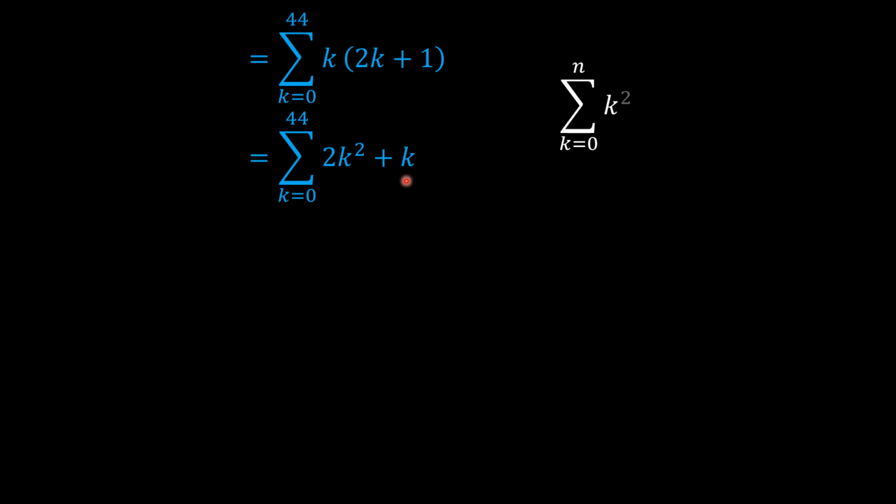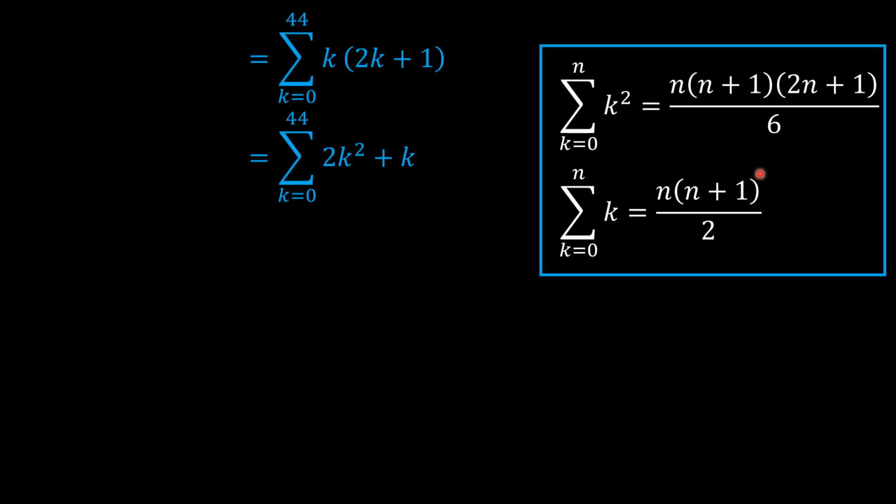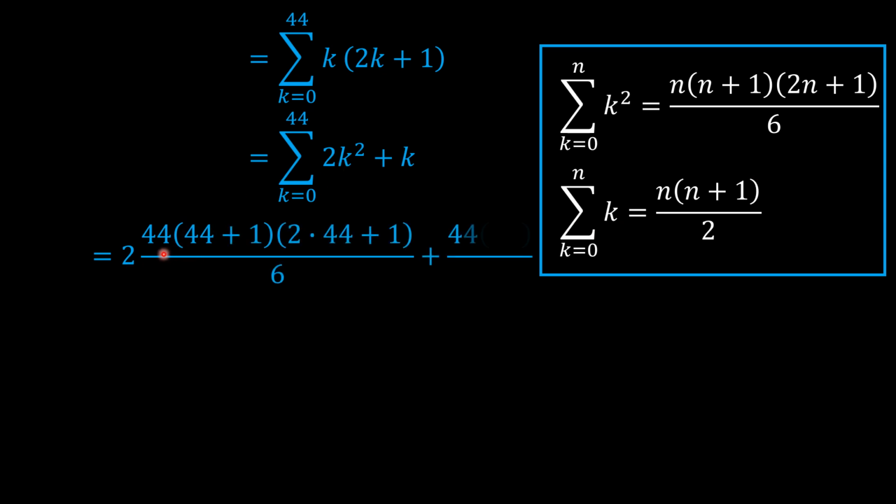And we know that the summation of k squared from k equals 0 to n is n times n plus 1 times 2n plus 1 over 6. And the summation of k from k equals 0 to n is n times n plus 1 over 2. So using these formulas, we have twice the sum, where n is 44: 44 times 44 plus 1 times 2 times 44 plus 1 over 6, plus n, 44, times n plus 1, 44 plus 1 is 45, over 2.